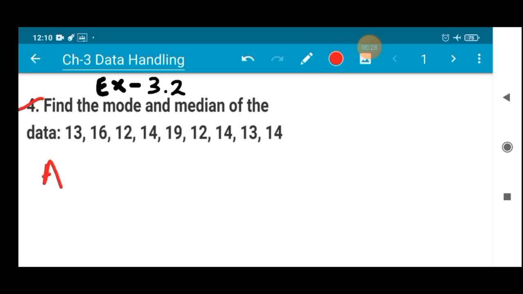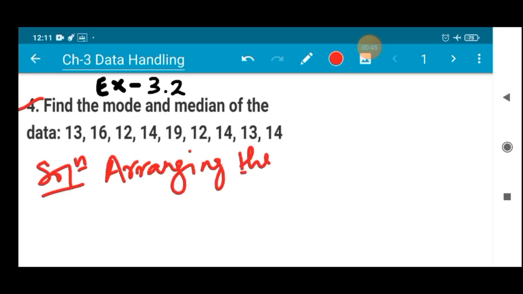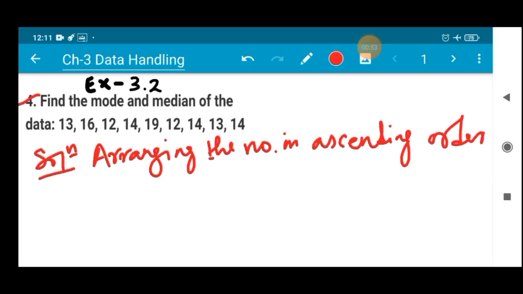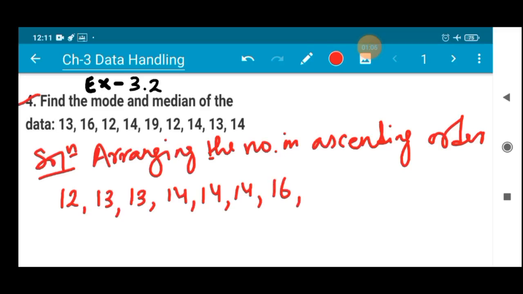So whenever we solve this type of sum, first and foremost is to arrange the given data or observations in ascending or descending order. So first of all, I'd like to write this in ascending order. Arranging the numbers in ascending order, we will get, first of all, 12 is the smallest number, after 12 we have 13 two times, then 14 three times. If you check it properly, 14 will be three times. Then we have 16, then 19.